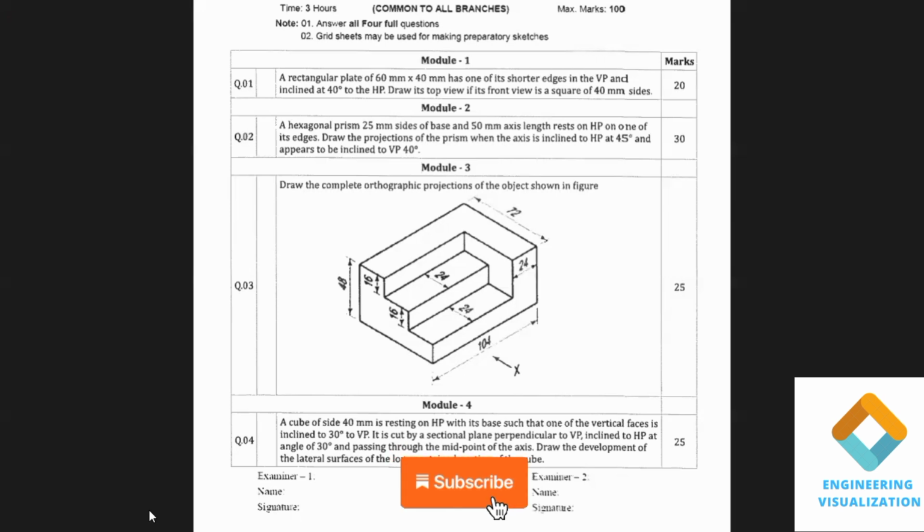For this particular problem I have done the top, front and side views, so please go through it. And problem number 4 is a cube problem. Okay, you can see this.